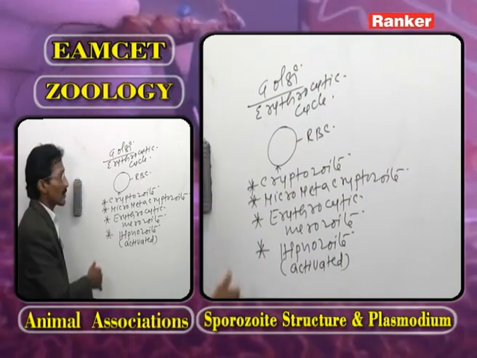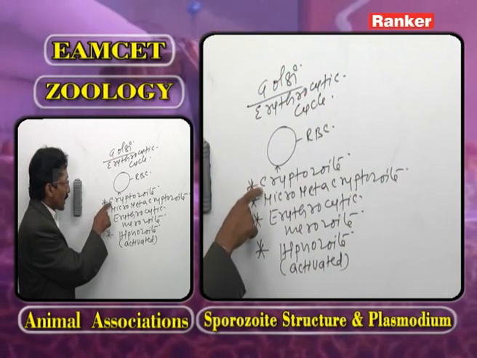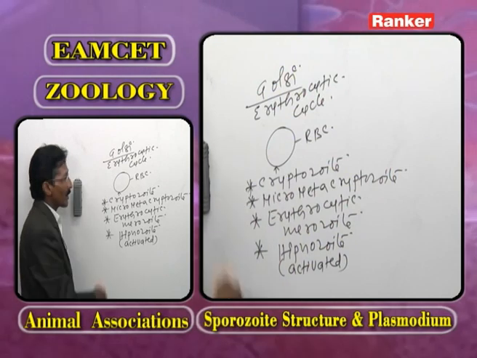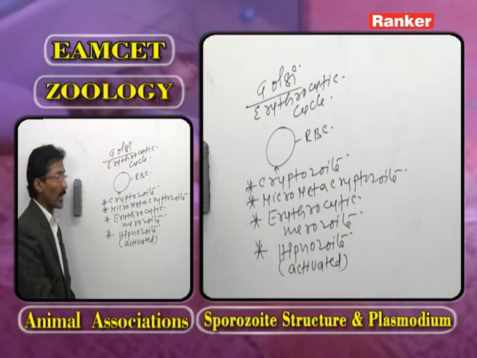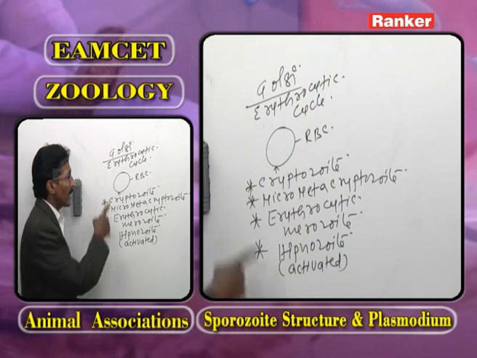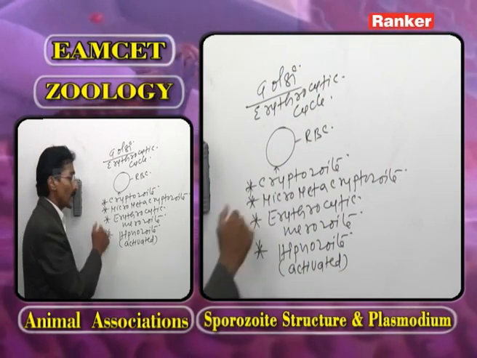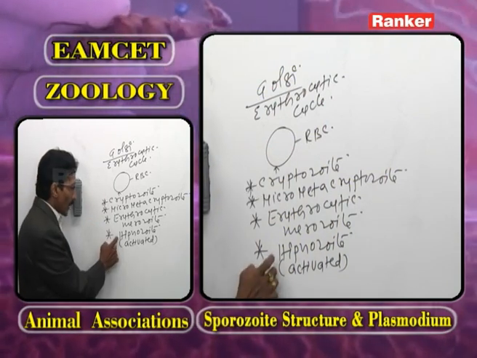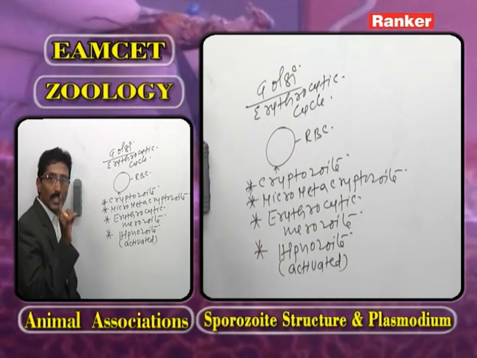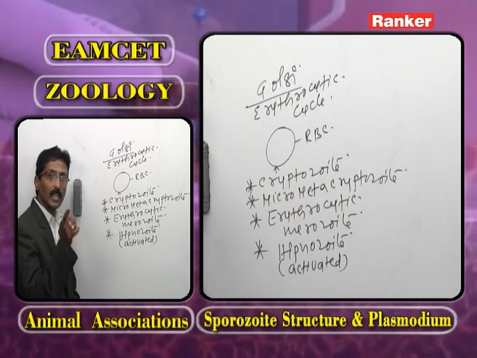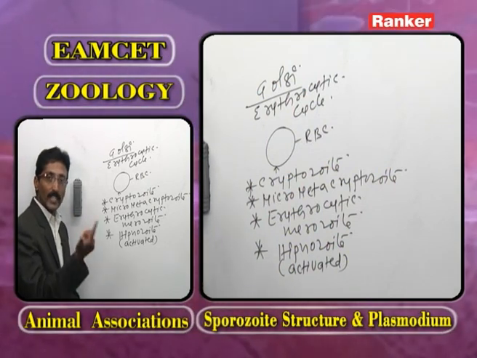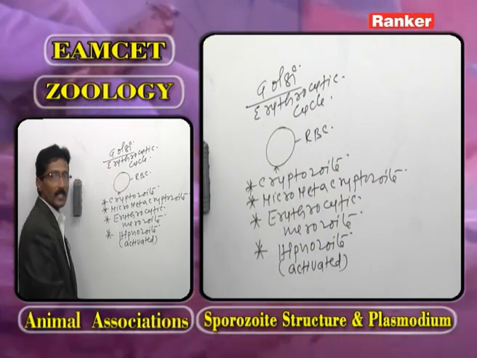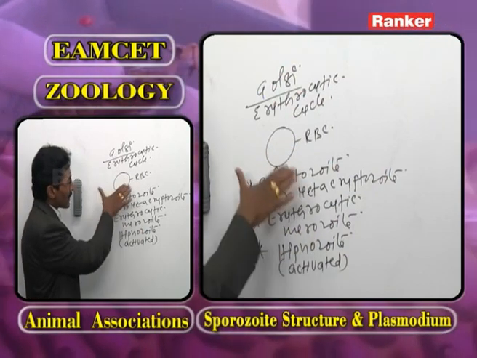What are the infective stages to RBC? The cryptozoite, the first generation of merozoite, attacks RBC. The micrometacryptozoite, the second generation of merozoite, attacks RBC. The erythrocytic merozoite, the third generation of merozoite, attacks RBC. What about the hypnozoite? The hypnozoite is in a dormant condition. Whenever it is reactivated, the hypnozoite starts the Golgi cycle. Now all these options are correct.